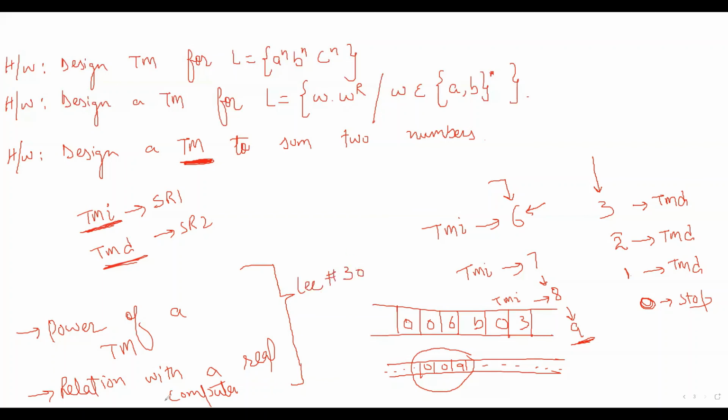In this particular lecture, lecture number 29, we have completed the designing of Turing machines. We have discussed 3 problems here, and I have also given you 4 problems as homework to design Turing machines on your own. So let's meet in the next lecture where we will be discussing the power of a Turing machine and the relation of a Turing machine with a real computer.